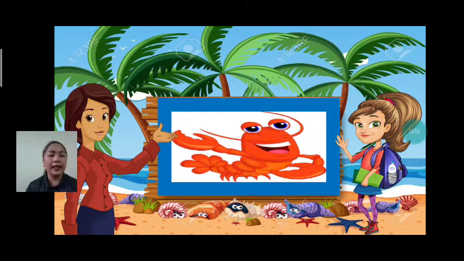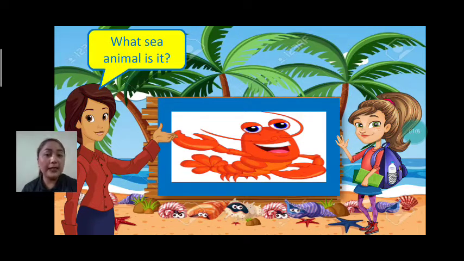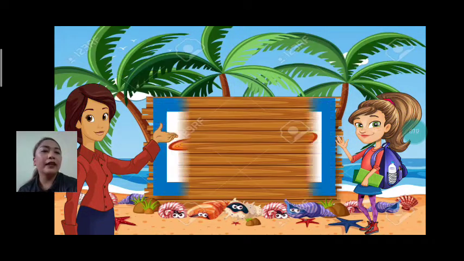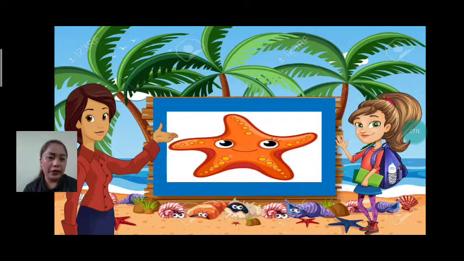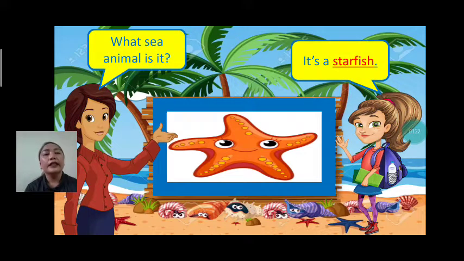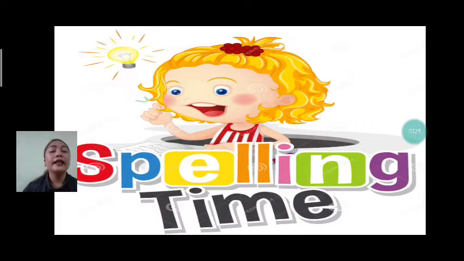Very good. Okay, next. Lobster, everybody. Lobster, what sea animal is it? Answer, it's a lobster. One more time, it's a lobster. Okay, very good. Okay, next. Starfish, everybody. Starfish, what sea animal is it? Answer, it's a starfish. One more time, it's a starfish. Very good. Okay, now let's go to our activity.